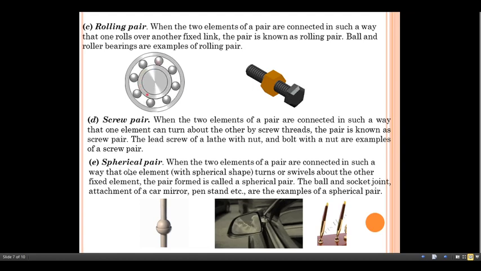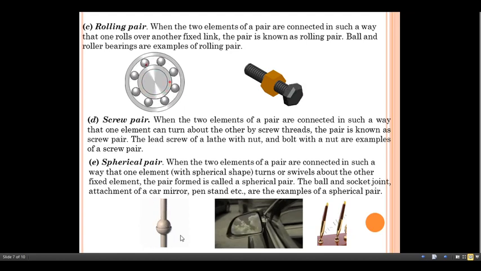And next one, spherical pair. When the two elements of a pair are connected in such a way that one element turns or swivels about the other fixed element, the pair formed is called a spherical pair. The ball and socket joint, the attachment of a car mirror, and a pen stand are examples of the spherical pair.